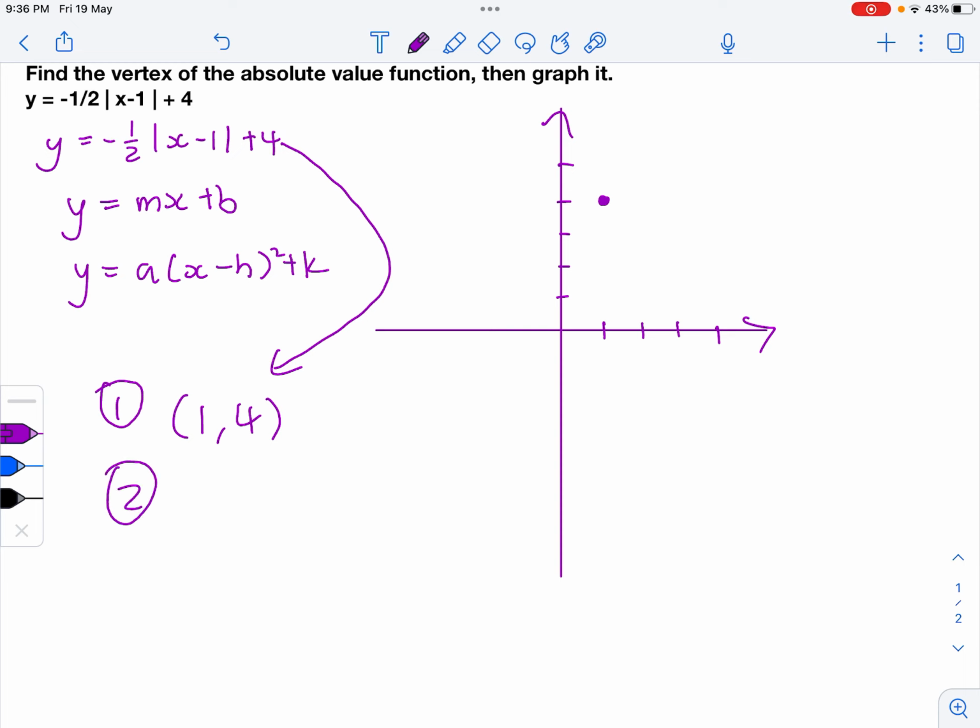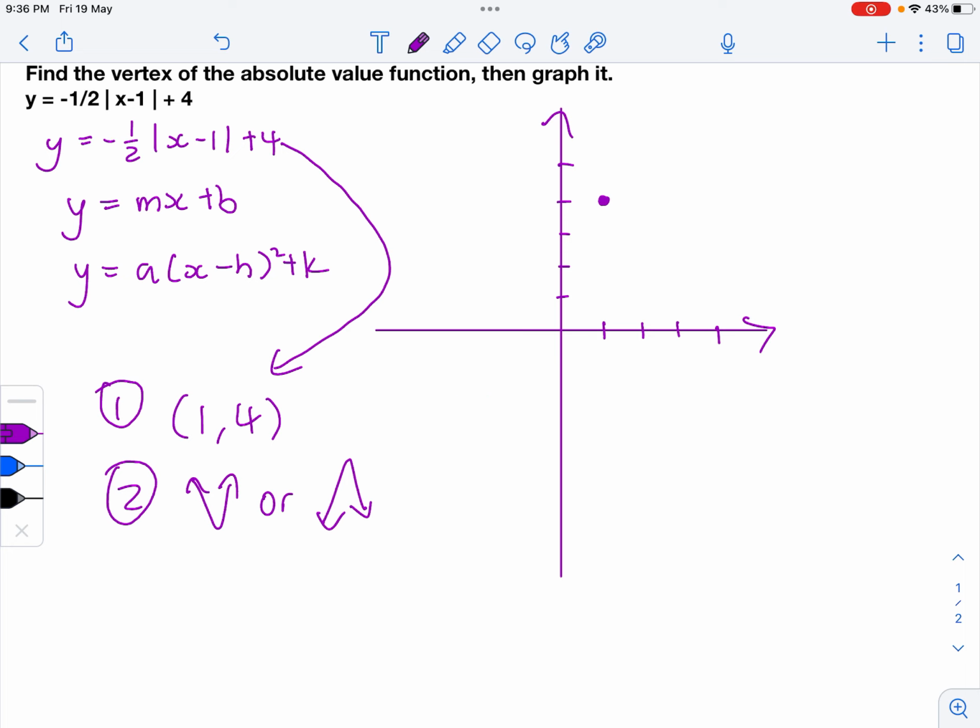The second step is to find whether it goes upwards or downwards. And just like the quadratic equations, we have to look at the a. If the a is positive, it's going to be upwards. If the a is negative, it's going to be downwards. And here we have a negative number, and so it will be going downwards. So you can imagine it to be something like this.